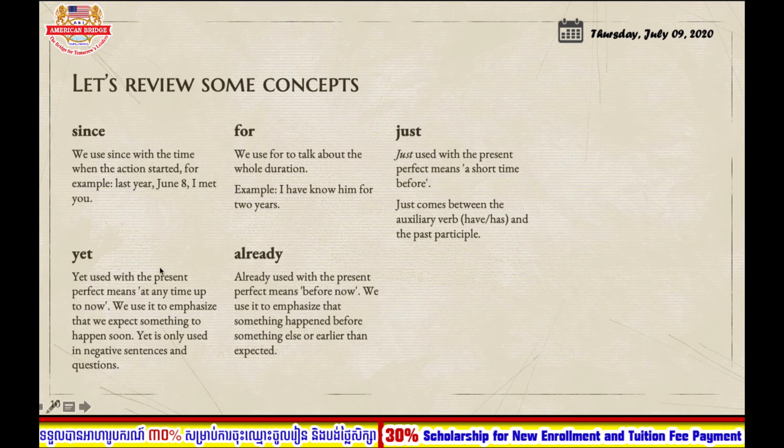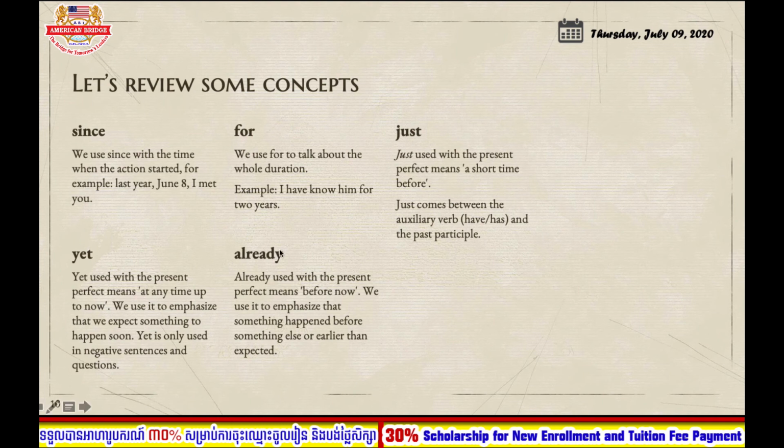The word yet can also be used in present perfect tenses as well. You can use yet with the present perfect, which means at any time up to now. We use it to emphasize that we expect some things to happen soon. Yet is only used in negative sentences and questions. Let's say, I haven't finished my homework yet. I haven't eaten my dinner yet. So yet is used to express a negative sentence.